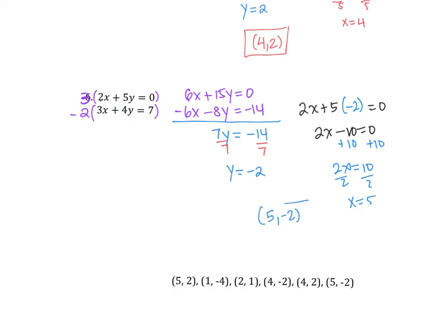Then make sure you write your answer as an ordered pair. 5, comma, negative 2 is my final answer.